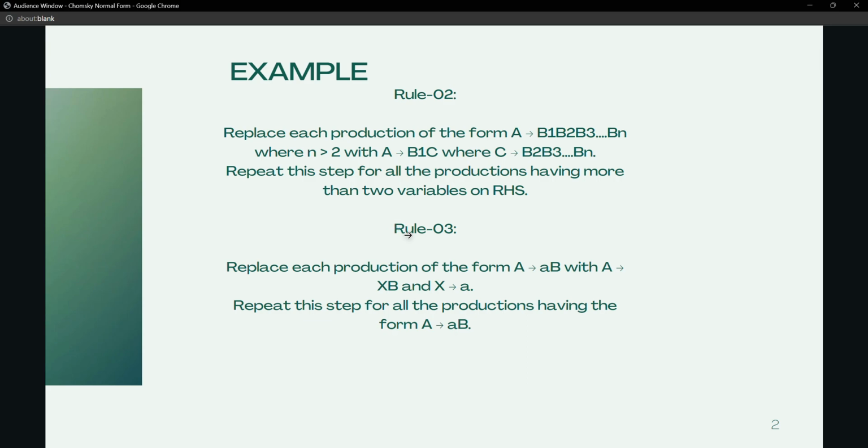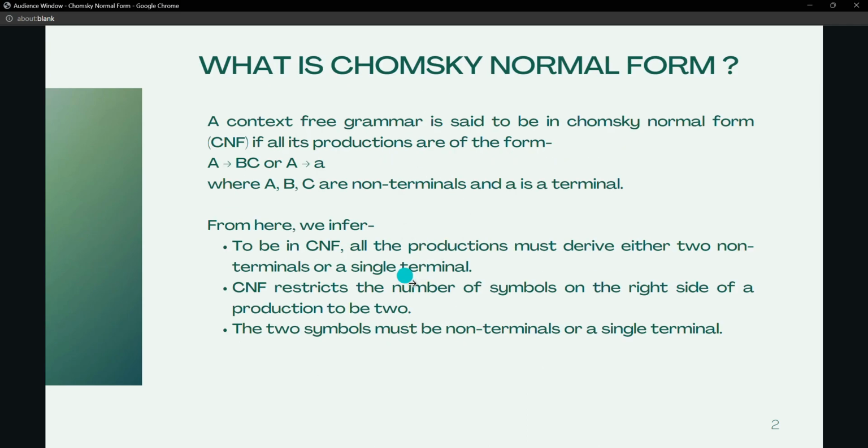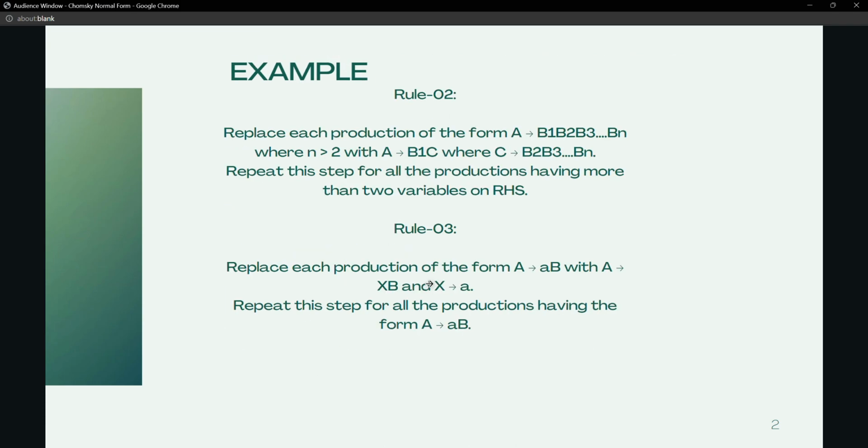So, rule number 3: to replace each production of the form A gives aB with A gives XB, we have to introduce a new variable X that gives the letter a. In this form, we can create either two non-terminals or a single terminal, because in CNF only these two types of production rules are applicable. That's what we have to do in this tutorial.